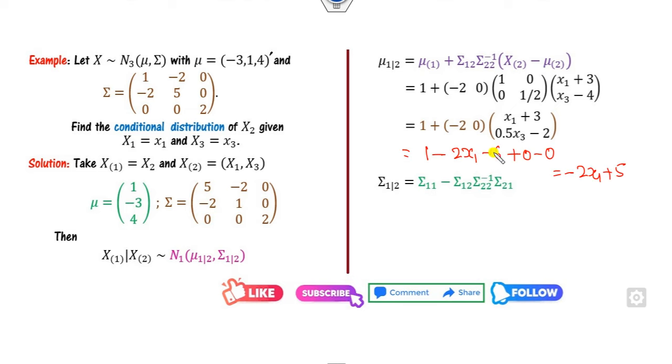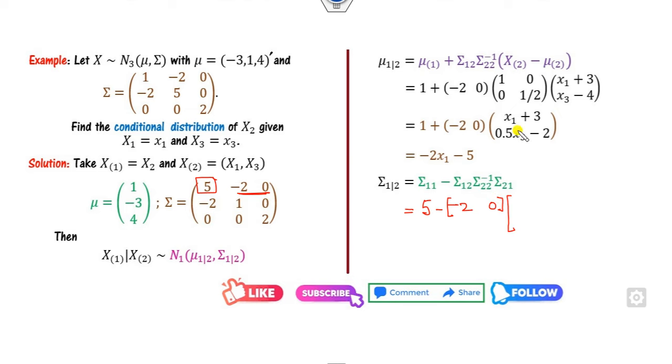It is minus 2, minus 6, and it's minus 5. So your answer is x2, x1 minus 5. Similarly, you can substitute here. What is the sigma 1, 1? 5. Sigma 1, 2. This is my sigma 1, 2.